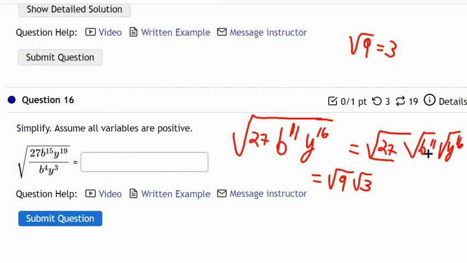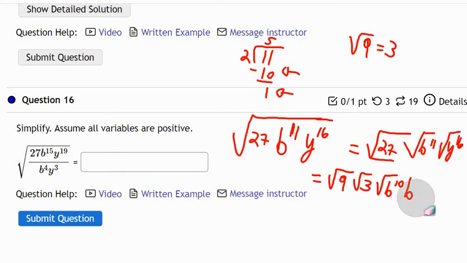Then for b to the 11th, well, I'm taking the 11 and dividing it by 2. 5 is how many times it goes in, and the remainder is 1. So I'm going to break up b to the 11th into b to the 10th times b to the 1st, because b to the 10th times b to the 1st will give me b to the 11th.